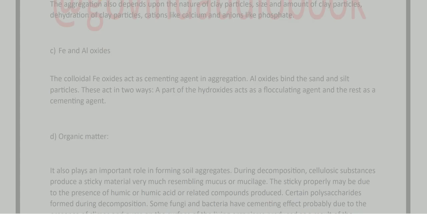The aggregation also depends upon the nature of clay particles, size and amount of clay particles, dehydration of clay particles, and cations like calcium and anions like phosphate. C. Fe and Al oxides. The colloidal Fe oxides act as a cementing agent in aggregation. Al oxides bind the sand and silt particles. These act in two ways: a part of the hydroxides acts as a flocculating agent and the rest as a cementing agent.